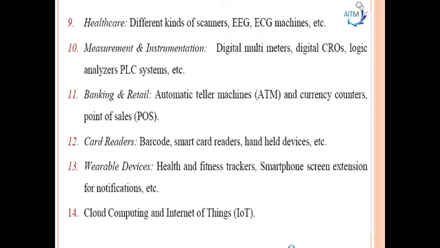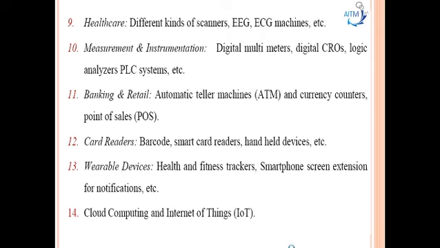Then embedded systems in measurement and instrumentation, like digital multimeters, digital CROs, logic analyzers, PLC systems, etc. Embedded systems in banking and retail, that is automated teller machines, ATMs. These are machines which are used to withdraw money, right? And the currency counters and the point of sales. Then embedded systems in card readers, that is barcode and smart card readers, handheld devices, etc.